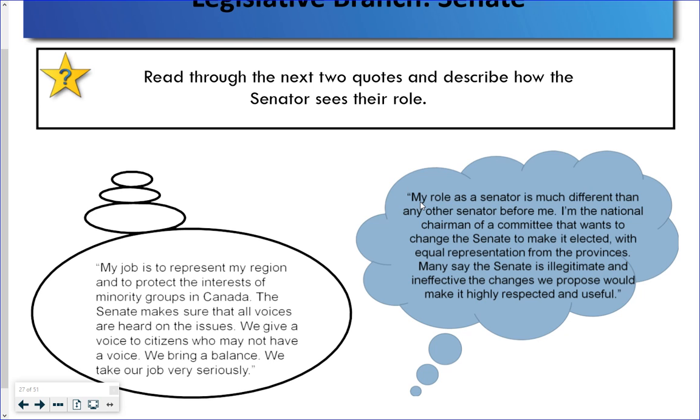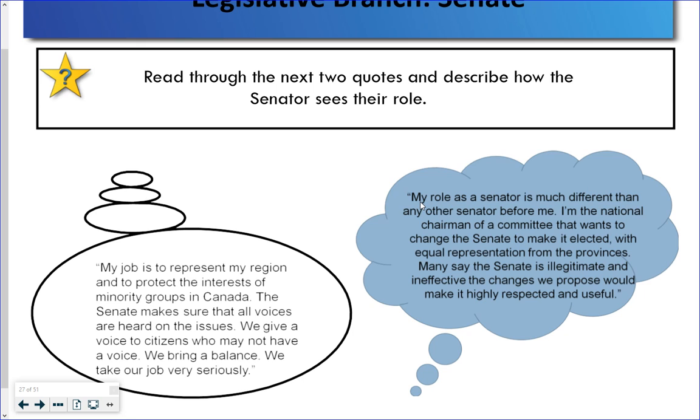Second quote: my role as a senator is much different than any other senator before me. I am the national chairman of a committee that wants to change the Senate to make it elected with equal representation from the provinces. Many say the Senate is illegitimate and ineffective. The changes we propose would make it highly respectful and useful. There was a lot of talk about 25 years ago that the Senate, instead of being appointed, needed to be elected and needed to be equal.